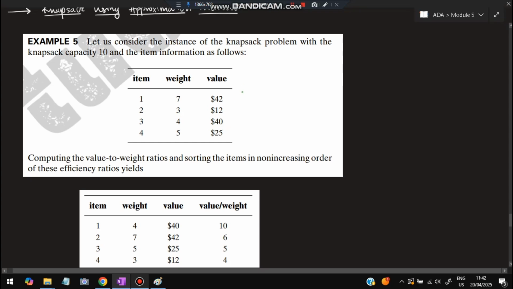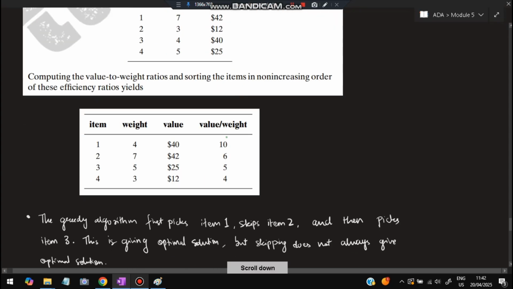So what we do is we add another twist here. The twist is we find the value by weight ratio and put it in descending order, meaning the highest value to weight ratio, value divided by weight. For 1 kg I will be getting these values. For 1 kg I am getting 10 for item 1, 6 for item 2, 5 for item 3, and 4 for item 4. Now we have put it in this way.